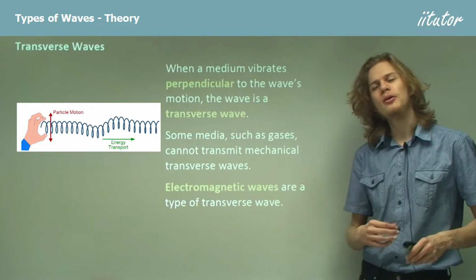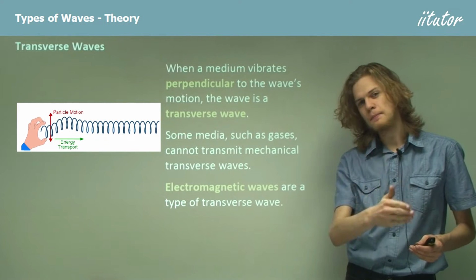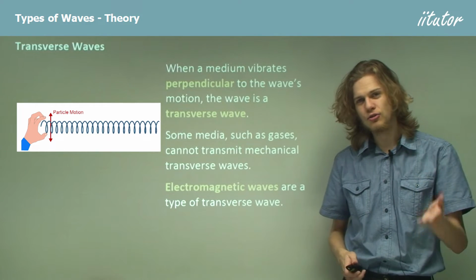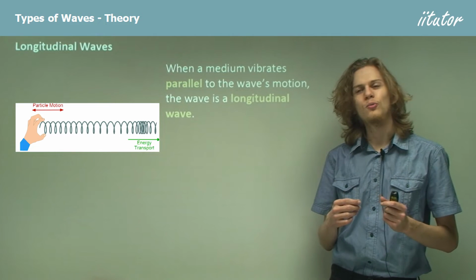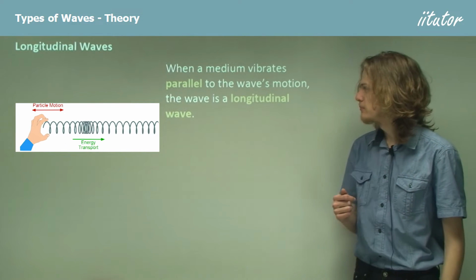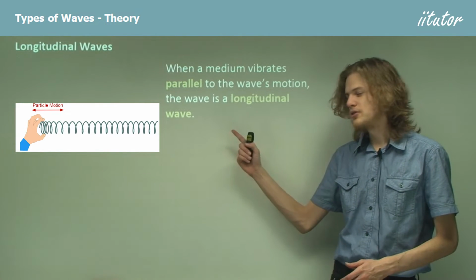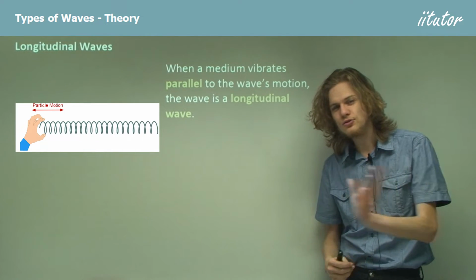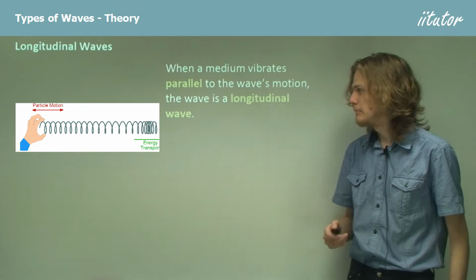Electromagnetic waves happen to be a form of transverse wave, because if we shake an electron in one direction, then the wave will propagate perpendicular to the direction that we're shaking the electron. So when a medium vibrates parallel to the wave's motion, then we say that it's a longitudinal wave. We can see that in the example of the slinky. The parts of the slinky carrying the wave are vibrating in the same direction as the wave is traveling. And we can see that that will allow the wave to propagate through the slinky.